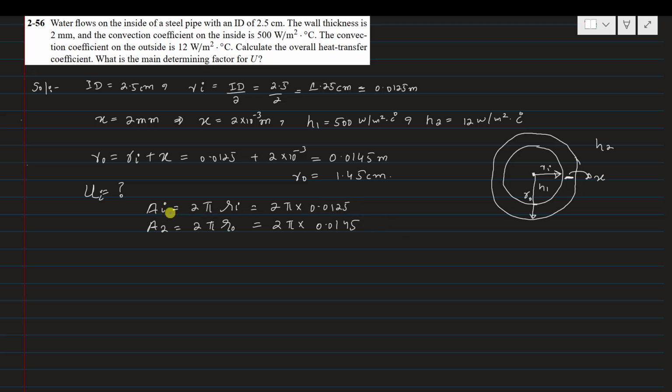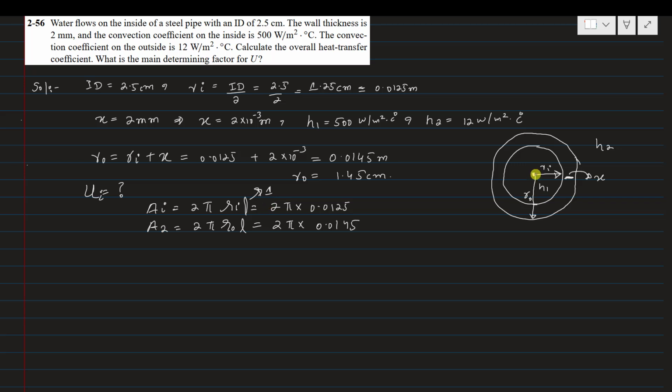So the area is taken as 2 pi R L. This is 2 pi R naught L, but this L is taken as 1, so I didn't write it previously. So I'm writing it now to eliminate the confusion. I hope you understand and you got my point. This L is taken as 1 because we are solving this problem for unit length.